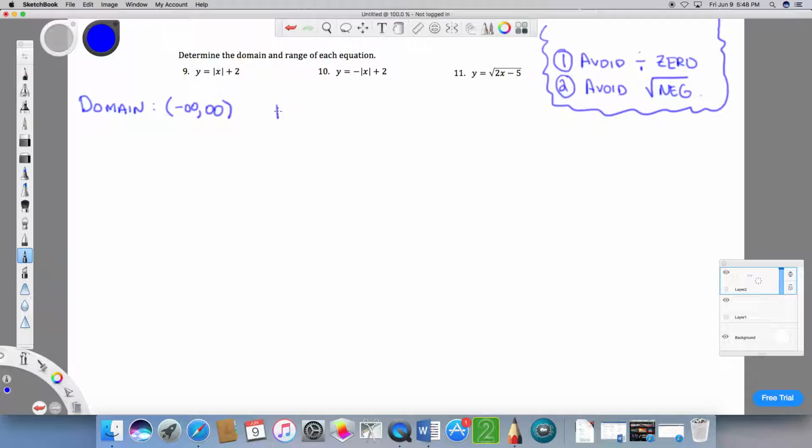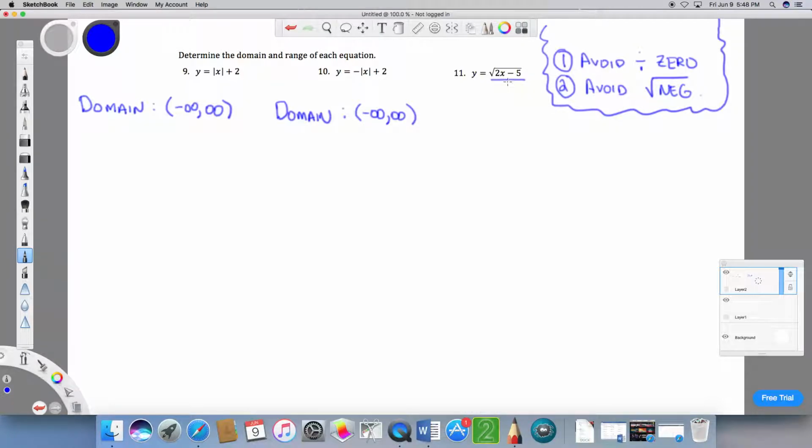The domain for number 10 is again going to be all real numbers because once again we do not have a variable in a denominator and we don't have any square roots or fourth roots. So by default the domain is a set of all real numbers.